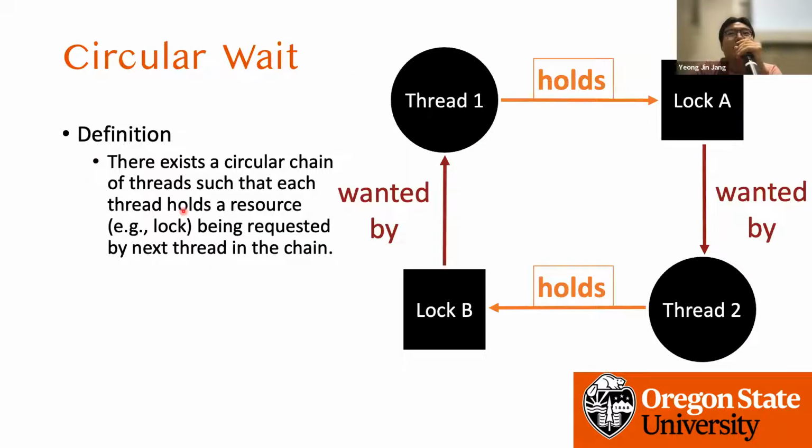The circular wait condition is that two or more threads try to acquire two or more locks, and each acquires one of the locks and then tries to acquire the lock acquired by the other thread, so that would cause a circular wait.